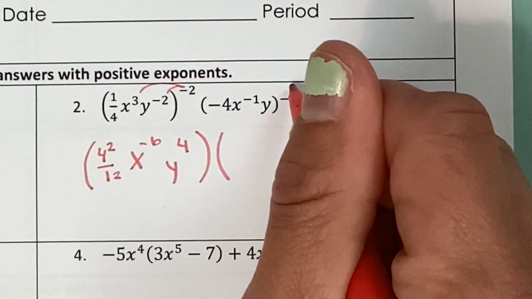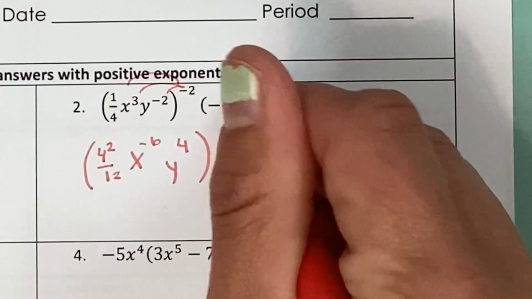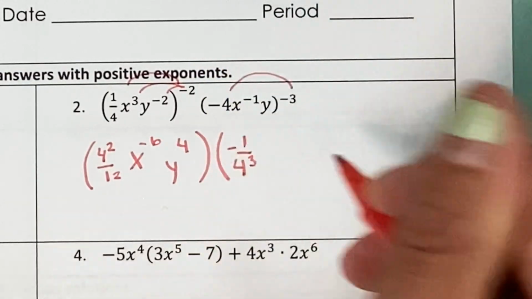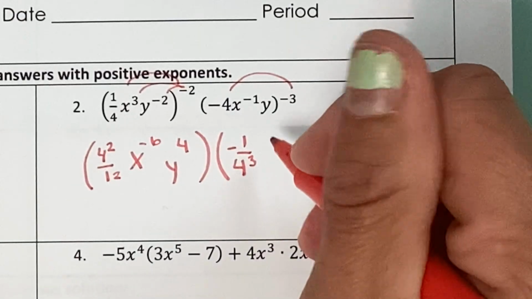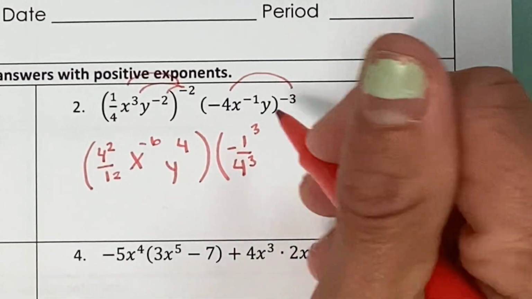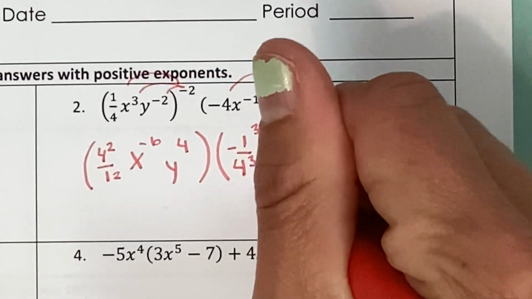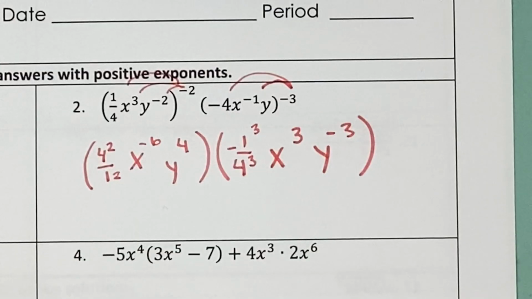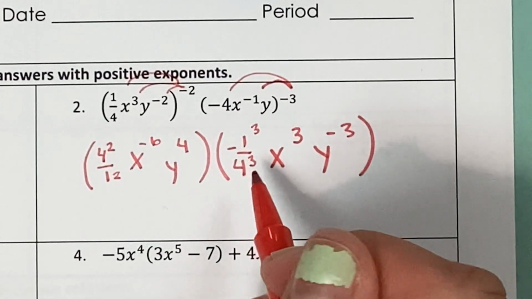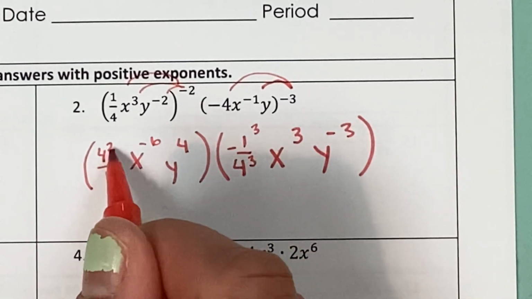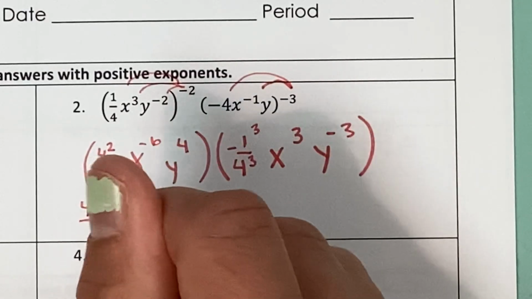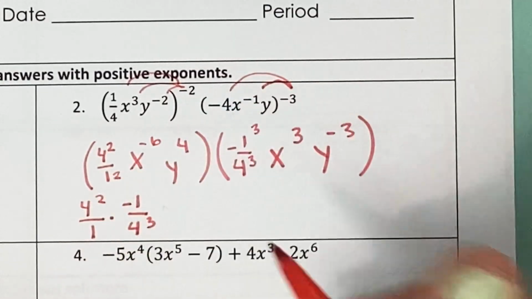All right, over here, the 1/3 is going to flip that around, so it's going to be -1/4, and then to the 3rd power. And then, of course, -1 to the 3rd power, too. -3 times -1 is going to be x^3, and then y to the -3. And then when you're multiplying, we add our exponents. Now here I have 4 squared for the number over 1 times, and then -1/4 cubed.